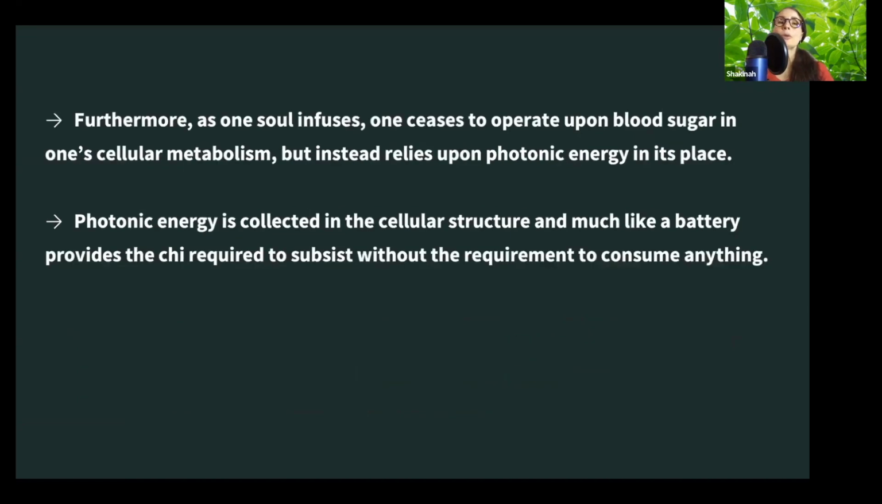Furthermore, as one soul infuses, one ceases to operate upon blood sugar in one's cellular metabolism, but instead relies upon photonic energy in its place. Photonic energy is collected in the cellular structure and, much like a battery, provides the chi required to subsist without the requirement to consume anything.